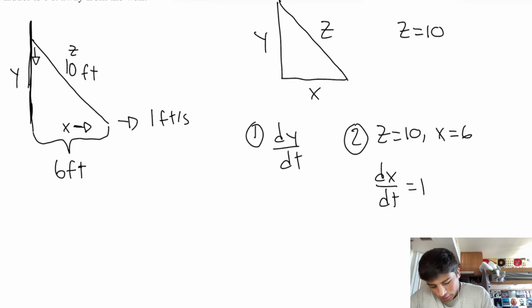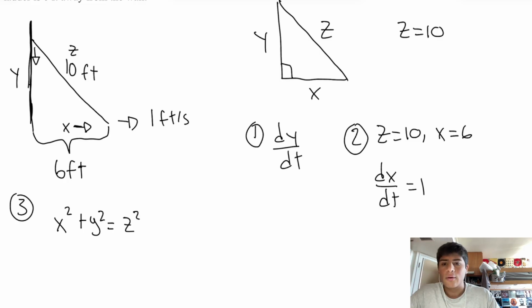Now we need some sort of equation to relate these. Well, we know that this is a right triangle. And what's special about a right triangle? Pythagorean's theorem. x squared plus y squared equals the hypotenuse squared, or z squared. And right off the bat, we can plug stuff in. Say x squared plus y squared equals 100. And that is because our hypotenuse is fixed.